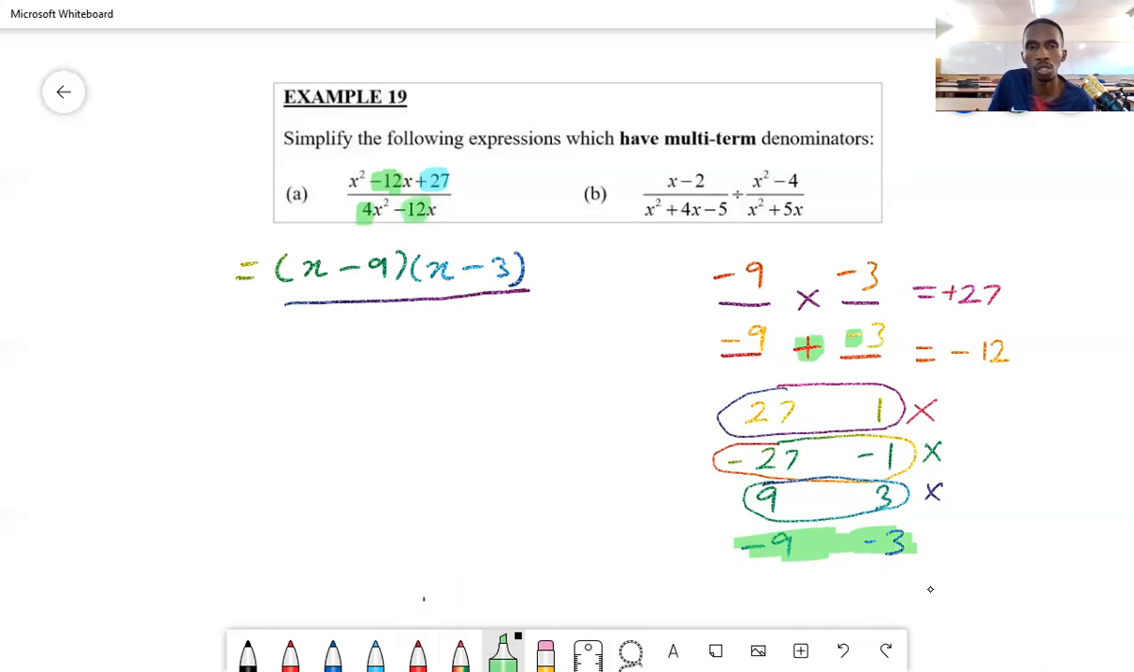The first question that you ask yourself is, what is the biggest number that can go into both 4 and 12 without leaving a remainder? What is the highest common factor for both of those numbers? And that number is 4. So we are going to write 4 here.